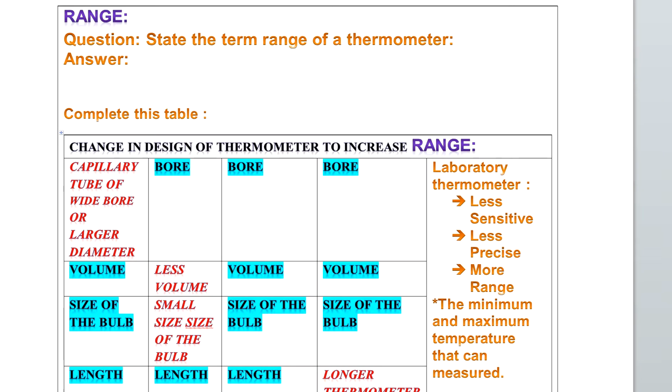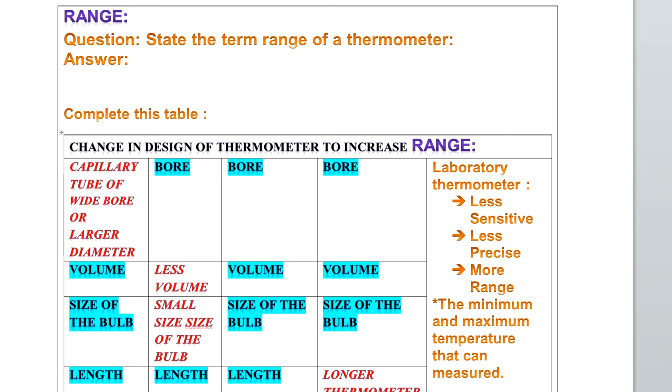Students, now we are going to see what is range of a thermometer and how we can increase it by changing the structure and features of a thermometer. This question which is in front of your screen, you will give the answer to this question at the end of this lesson. Question says that state the term range of a thermometer.